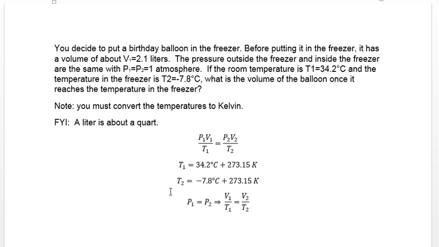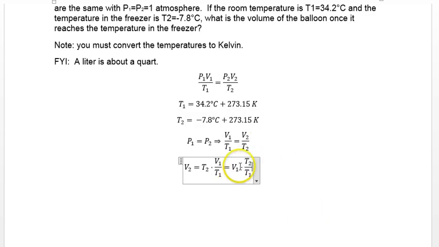So let's just go ahead and multiply both sides of this equation by T2, and that's going to give us V2 is T2, because it cancels out, times V1 over T1. And the physicist in me wants to write this as V1 times T2 over T1, because it's just prettier that way. Okay, so we know everything on this side of the equation, and we're trying to figure out that side of the equation. So we can stick this all in, all right?